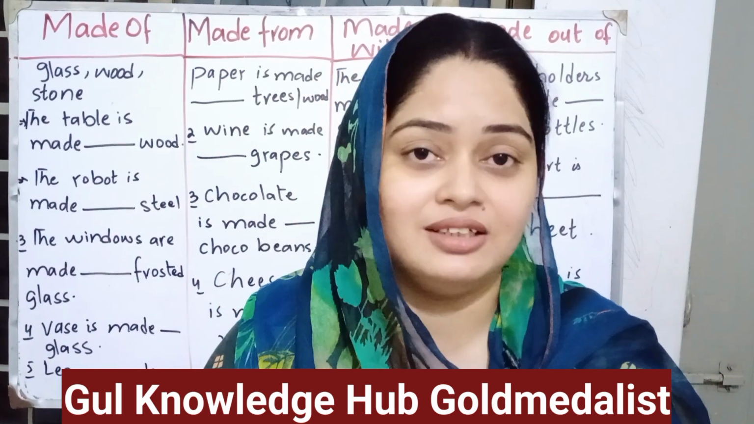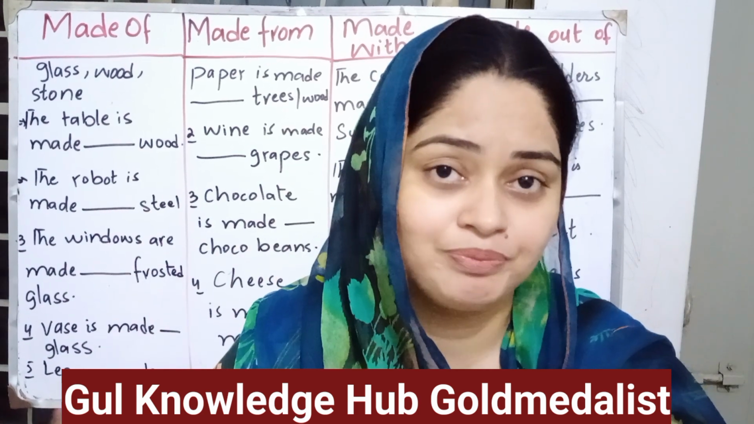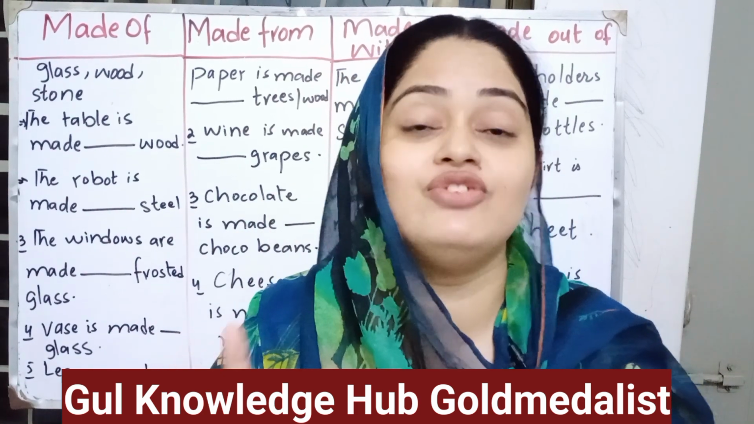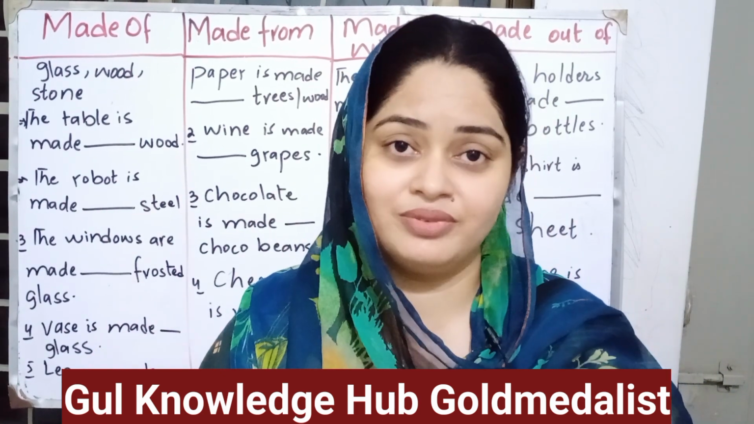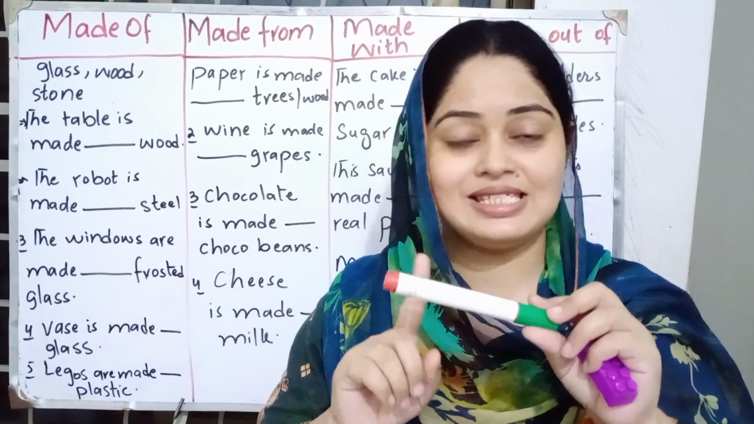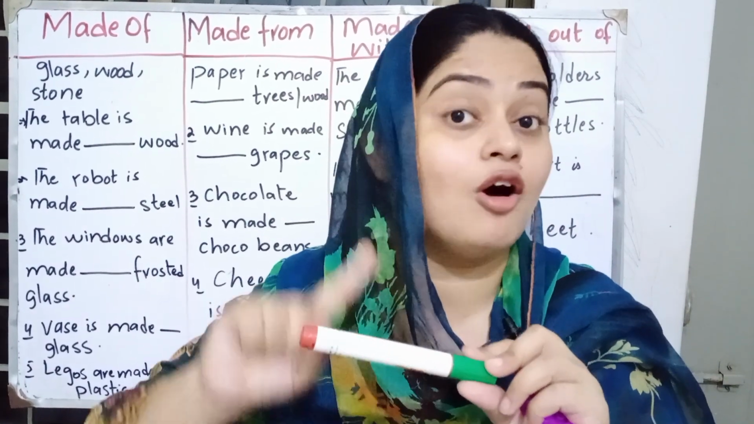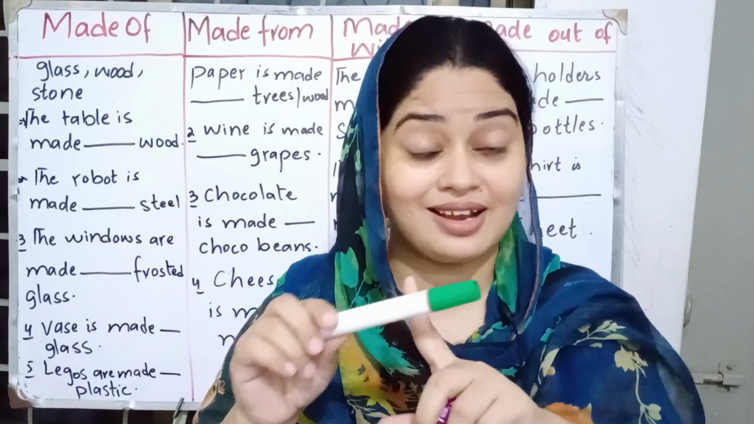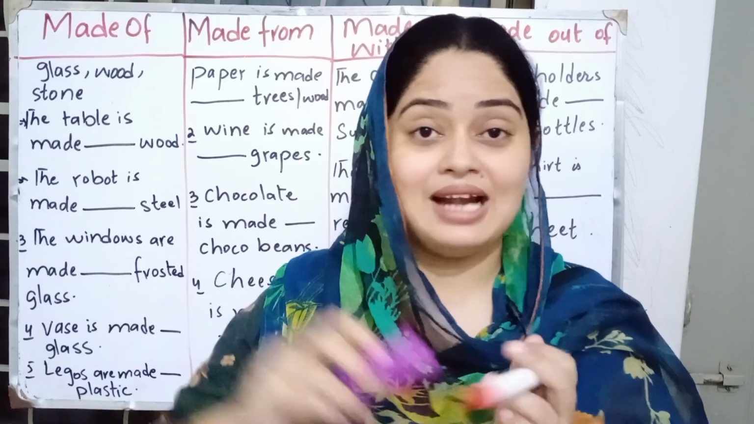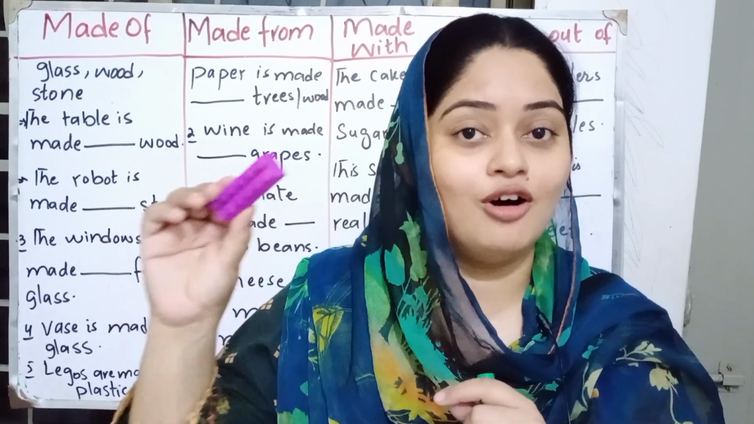Dear audience, when we can recognize the original material with which something is made, we use the phrasal verb made of. For example, this marker is made of plastic. We can recognize that it is plastic. And this logo is made of plastic.